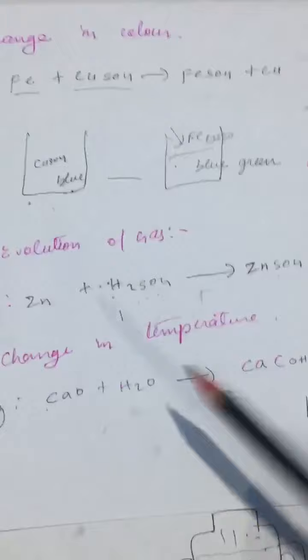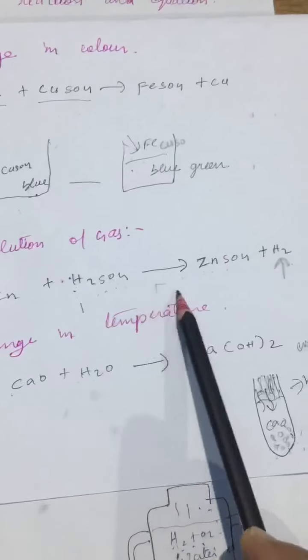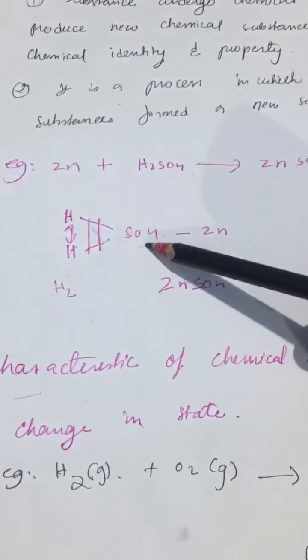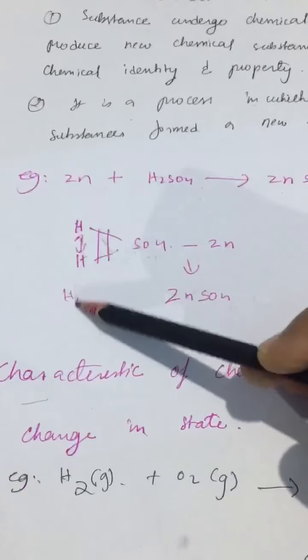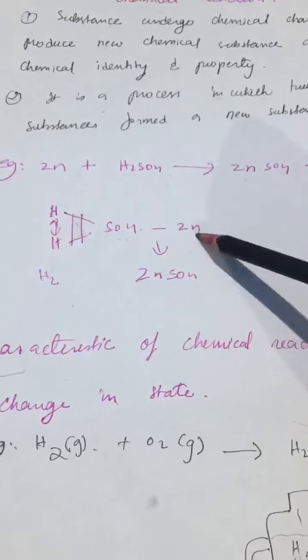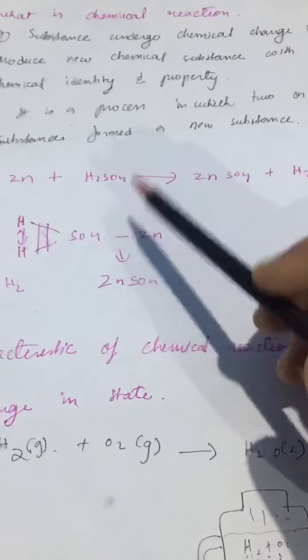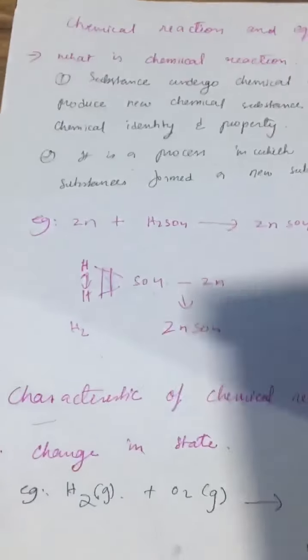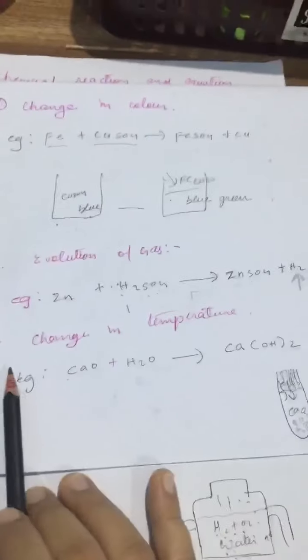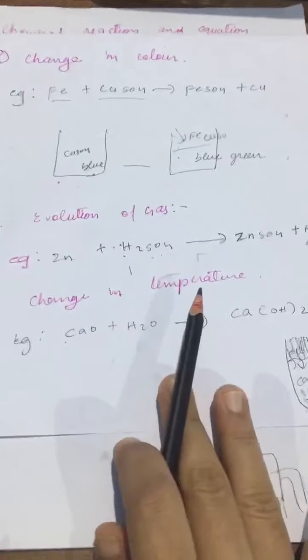So here's the evolution of gas: Zn plus H2SO4 reacts to give ZnSO4. As I've explained earlier, the 2H breaks the bond with SO4, and then the 2H form hydrogen gas, and the SO4 reacts with Zn to form ZnSO4. So H2 is hydrogen, so the hydrogen is coming up, the hydrogen is releasing.